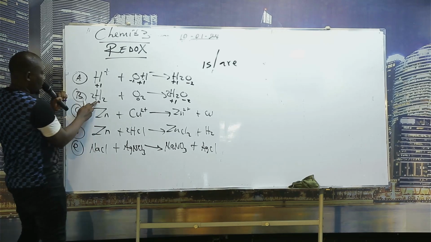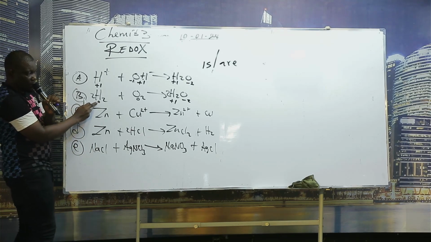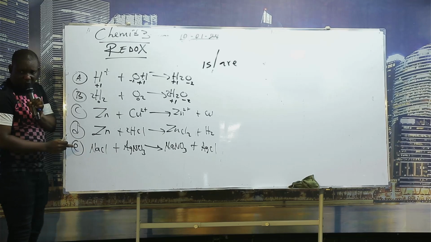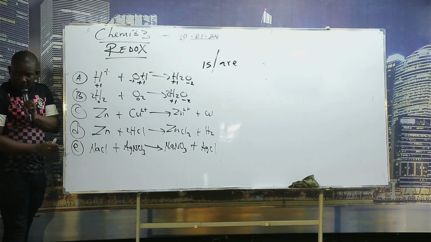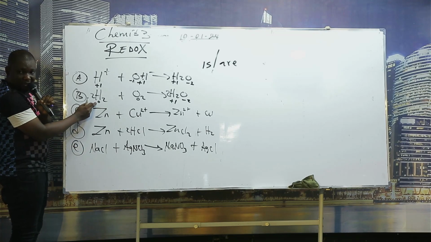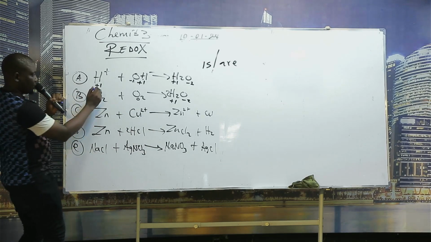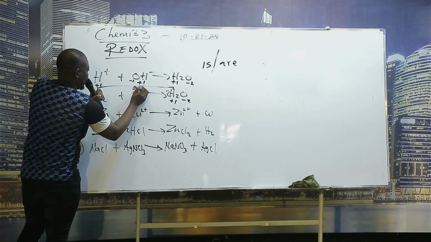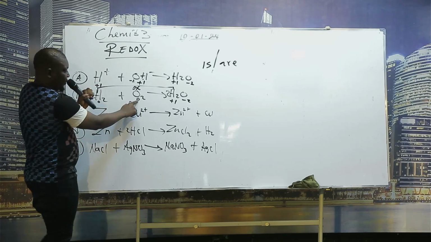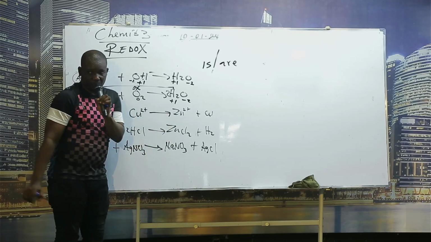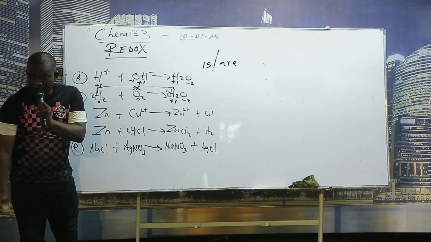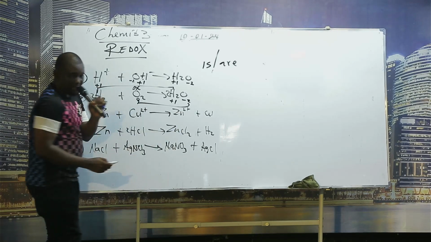Now, look at this. Hydrogen has changed from 0 to +1. Is that oxidation or reduction? Something is 0 now, and the product now is +1. So from here to here is oxidation. Now, something is 0, and over here it is -2. Is that oxidation or reduction? Reduction. So what is this chemical reaction?